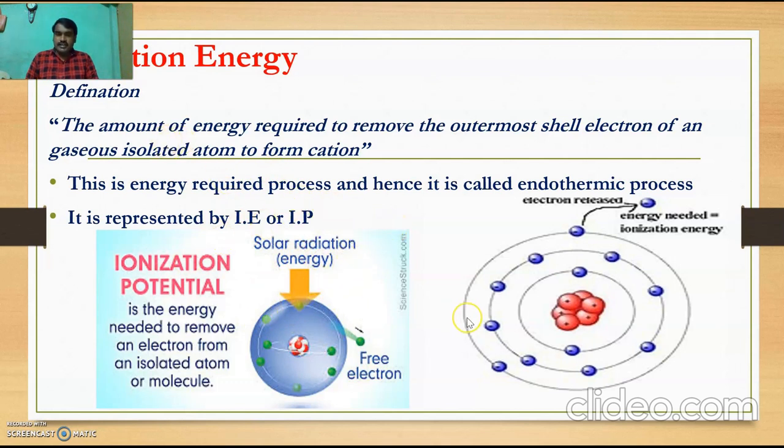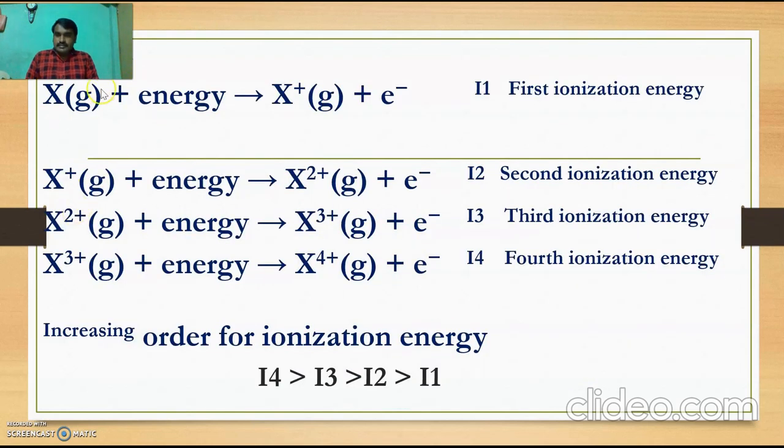So the amount of solar radiation or other radiation required to ionize or to remove the valence shell electron is called ionization energy. This is the general reaction: X(g), a gaseous state atom, plus an amount of energy gives a cation plus a free electron, and this is called the first ionization energy. Similarly, corresponding to the removal of the second, third and fourth electrons, it is called the second, third and fourth ionization energy. Here the electron is removed from the monocation, that is the second electron. Then this process is called the second ionization energy.